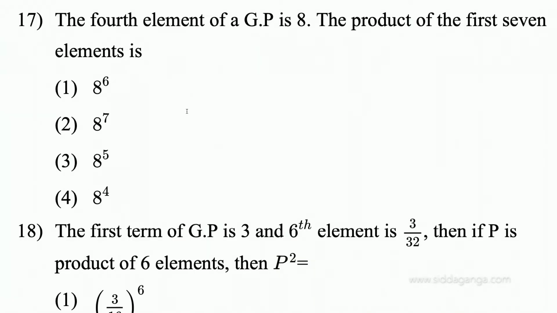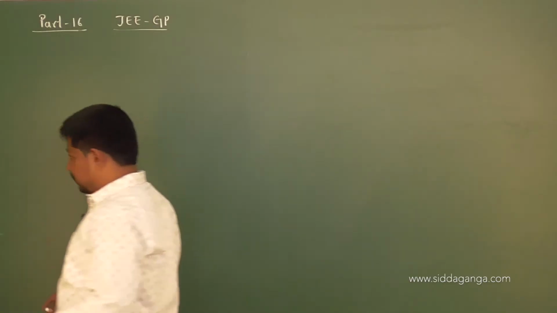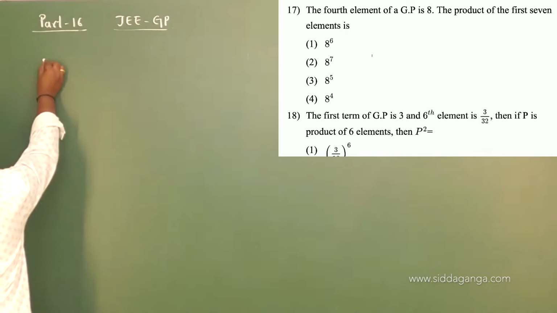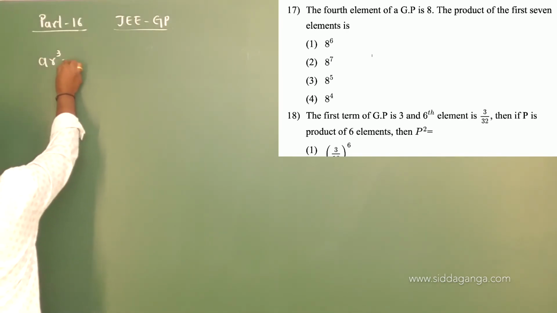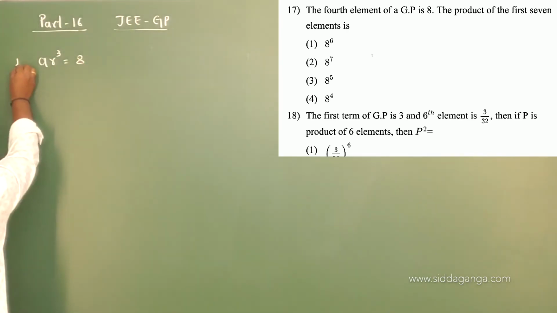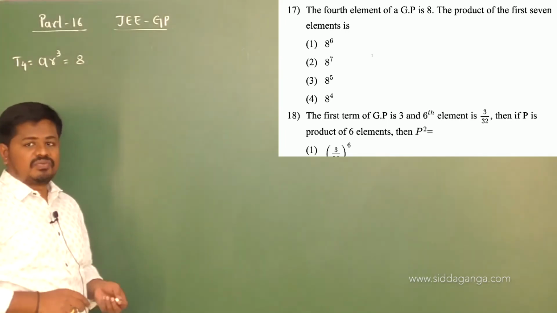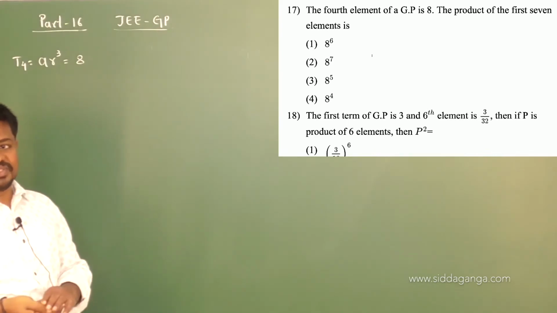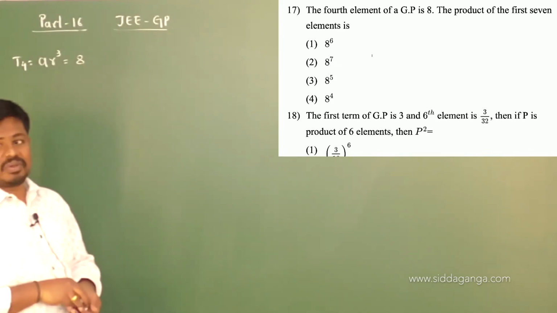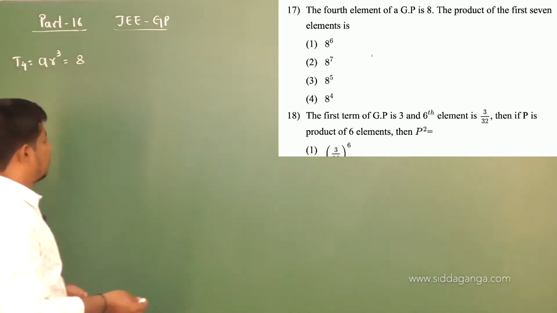Yes, so let us move on to question number 17. The fourth element of a GP is 8. The product of the first 7 elements is, yes, the fourth element is given. The fourth element of a GP, I can take it as AR cube, right? That is 8. This is T4, where A is the first term, R is the common ratio. So the fourth term of a GP is given, that is 8.